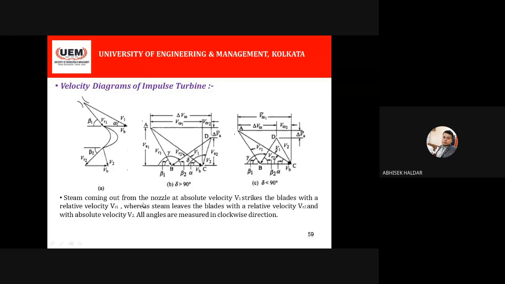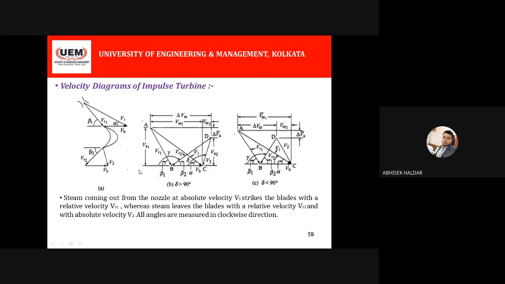Steam coming out from the nozzle at absolute velocity V1, as I have told, I am showing you again. Steam coming out from the nozzle at absolute velocity V1 strikes the blades with a relative velocity Vr1. This is the relative velocity. Steam leaves the blades with a relative velocity Vr2, that is the outlet relative velocity, with an absolute velocity V2. Okay, all these things I have told.